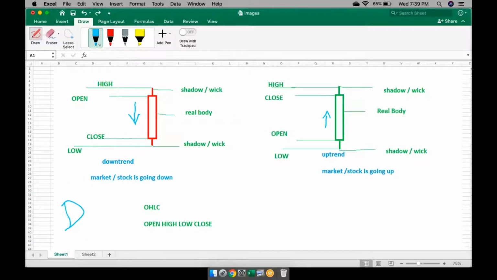So now the important terminology we have to learn from the candle is OHLC. I'll come to different things one by one. When I complete one by one, I'll come. Okay. So OHLC.